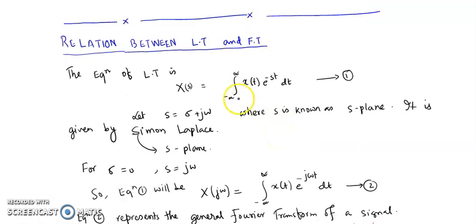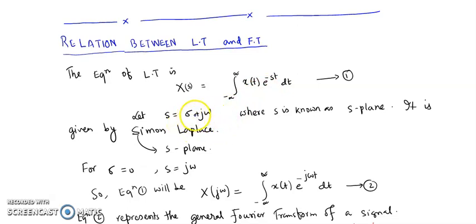Now the relation between the Laplace transform and the Fourier transform, since these two are used for the same type of signals. One considers both stable and unstable systems, which is the Laplace transform, and the Fourier transform is used for only stable systems. The equation that we have just derived for the Laplace transform is X(s) is equal to the integration from minus infinity to infinity of x(t) e to the power minus st dt. In this equation, s represents the complex frequency. s is equal to sigma plus j omega.